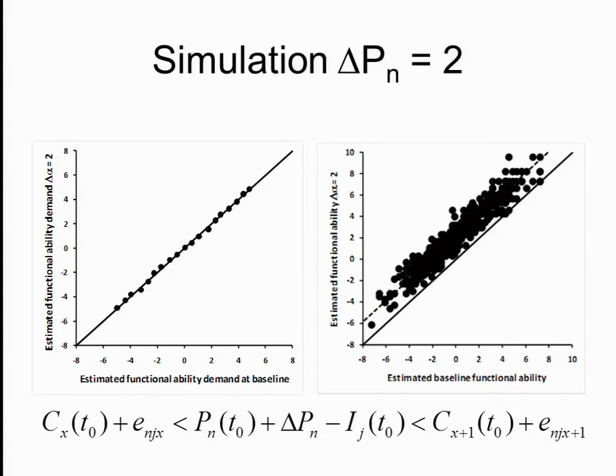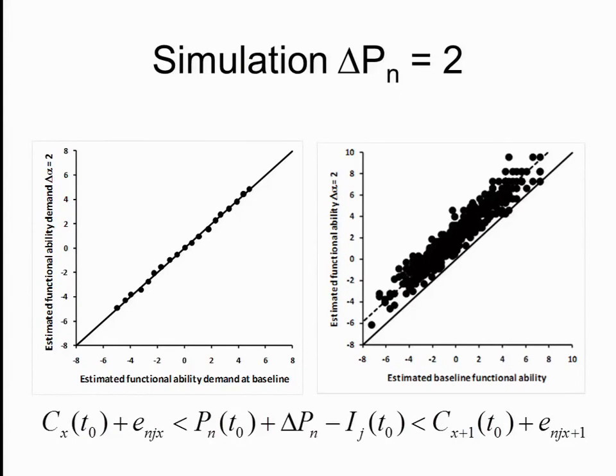Okay, now we put a delta P in there. And we say there's going to be a change in the person measure by 2 logits. We'll say it would change everybody's person measure by 2 logits. The treatment has one effect, it changes you by 2 logits. And so we put that in, so we increase every person measure by 2 logits.